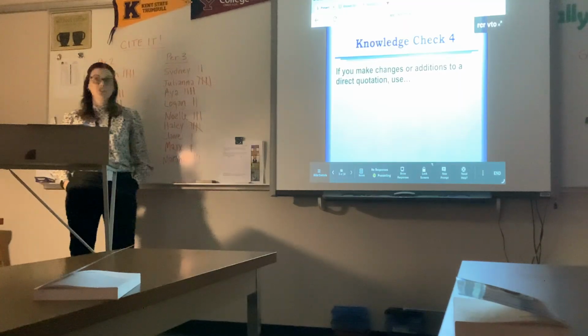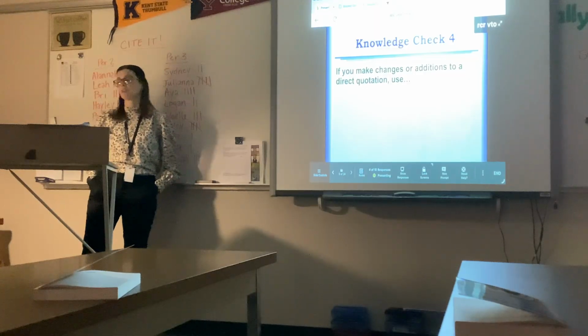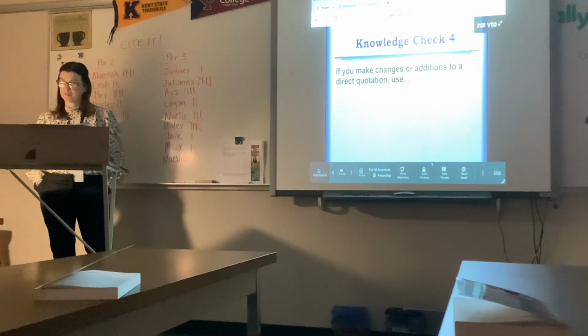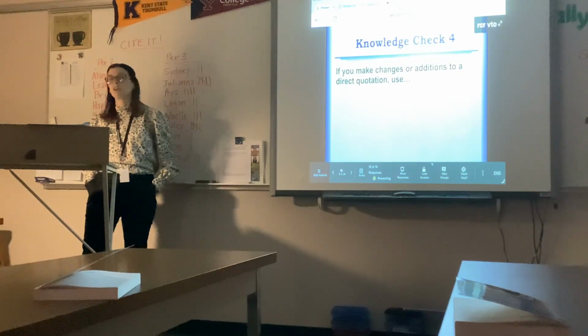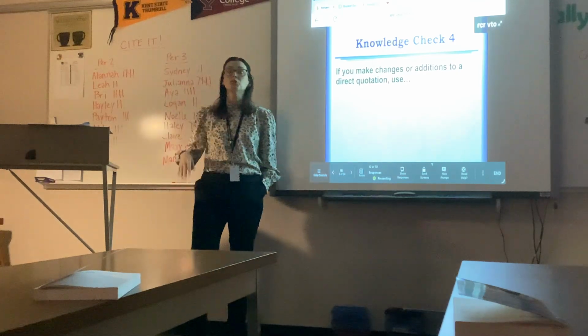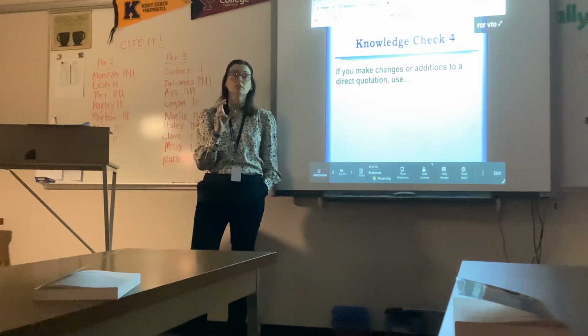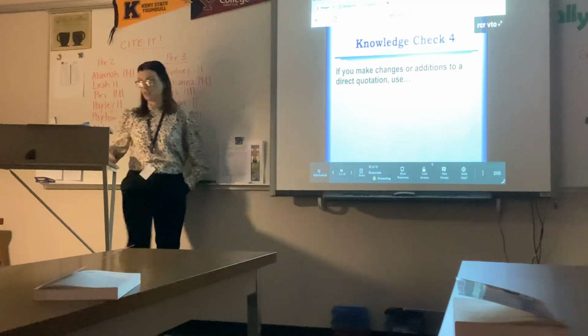All right, if you make changes or add information to a direct quote to clarify something, what should you use there? Okay. If you said brackets, you are correct. Some of you said parentheses initially, but it would be brackets. So an example would be if the direct quote uses the pronoun she, and you know that you need to specify to your audience who she is, you could replace she, in brackets, with the person's name. That's going to help clarify that.